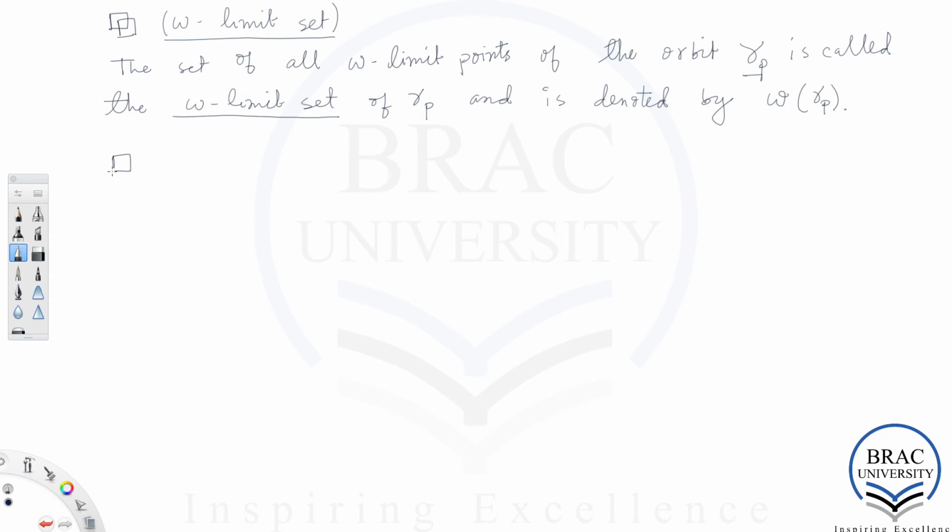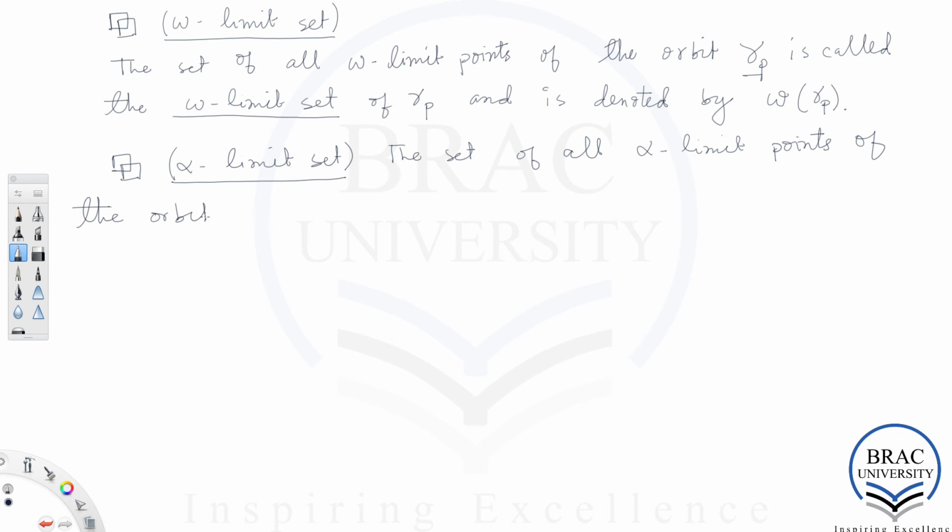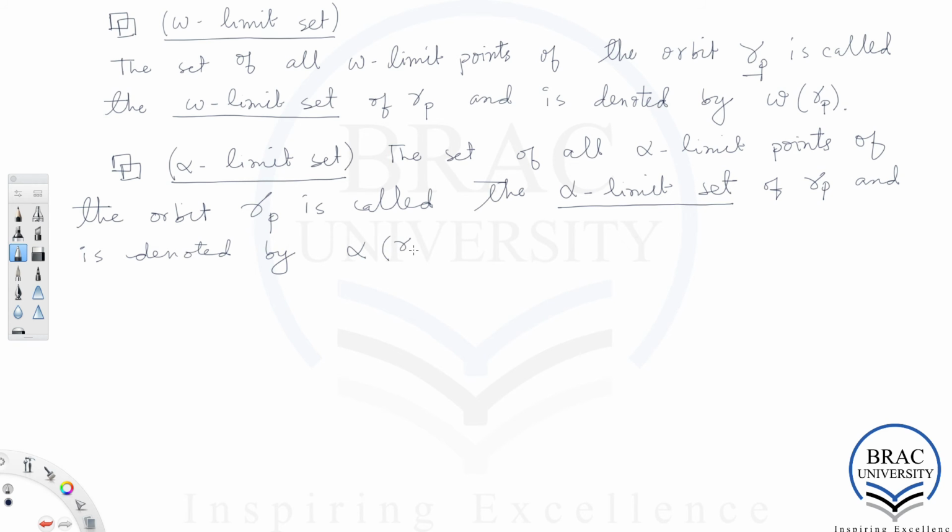So similarly, one can define alpha limit set in the following way: the set of all alpha limit points of the orbit gamma p is called the alpha limit set of gamma p, and is denoted by alpha of gamma p.